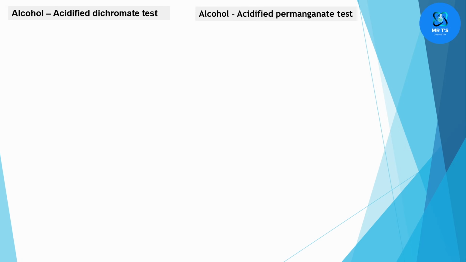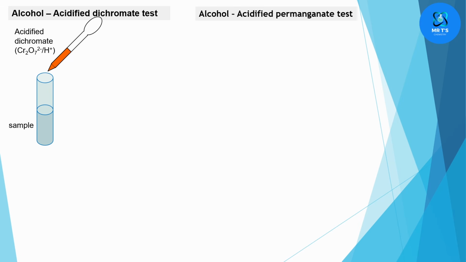So if we want to do a definitive test for a primary alcohol, or if an alcohol functional group is present, we can add either acidified dichromate or acidified permanganate. With the acidified dichromate, we'll take a sample of the alcohol and add to it a solution of acidified dichromate. Sometimes the solution is already made up, the dichromate acidified. Other times you might add some unacidified potassium dichromate and then some acid as well. But if you don't make it acidified, it's not going to work. So we add the sample to here.